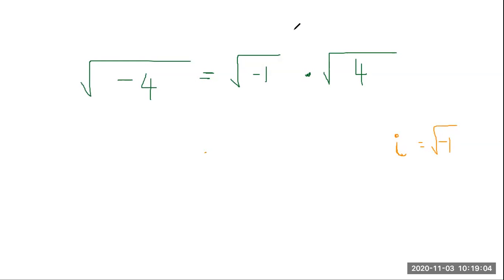So in this case, this right here is i, and the square root of 4 is 2. So my answer would be 2i. Let's do one more example and then we'll go through a full question.